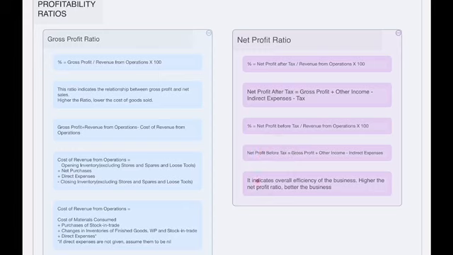This net profit ratio indicates overall efficiency of the business. Overall in a sense, we have considered all the items. Higher the net profit ratio, better the business. The more the better, the higher the better.